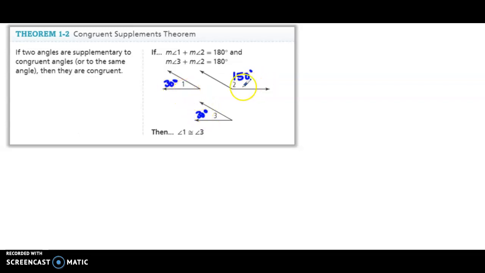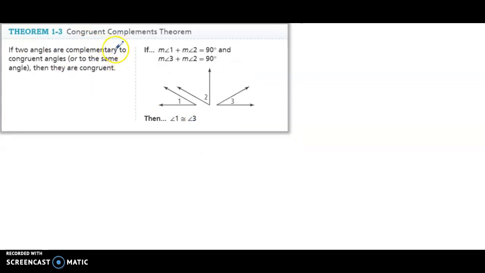But that doesn't happen just because this is 150. No matter what angle measure I put for angle 2, this relationship would always happen, where angle 1 and angle 3 would always end up being the same. So that's what the congruent supplements theorem tells us. Anytime two angles are both supplementary to the same angle, then they're going to have to be congruent to each other. Now, the next theorem is related to that one. It just changes the word supplementary into complementary.